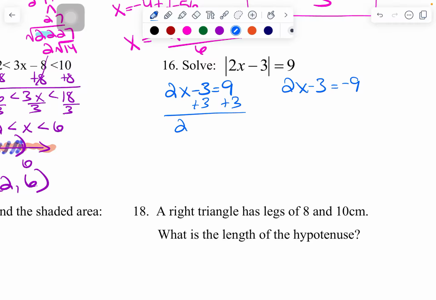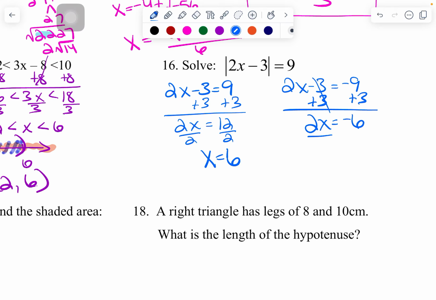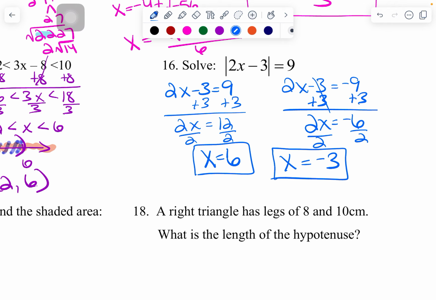So add 3. So 2x is equal to 12 and divide by 2. x is equal to 6. I'm going to add 3 to both sides. So let's see, 2x is equal to negative 6. Dividing both sides by 2, x also could be equal to negative 3. You've got two possibilities here for the absolute value.